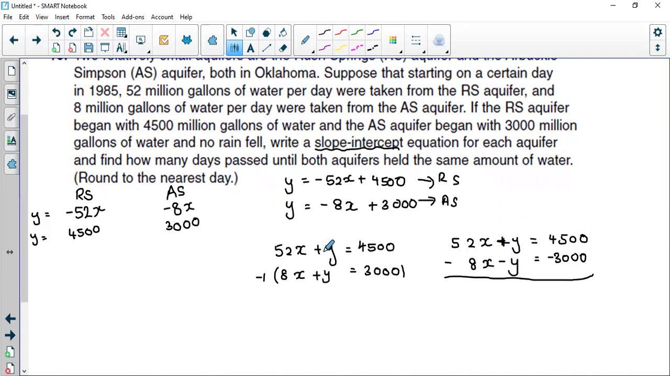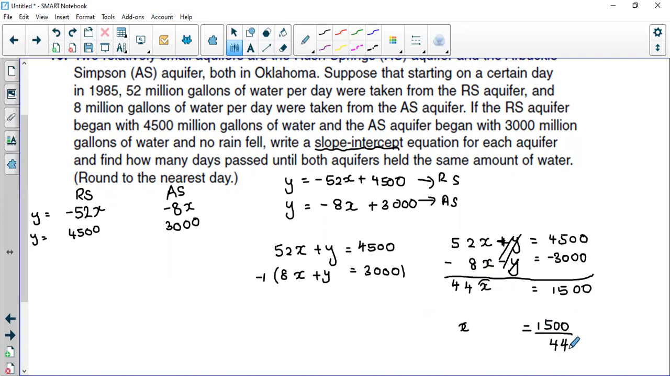To cancel any one of them, that's called the cancelling method when you solve equations. To change any one of them into a negative, I need to multiply the whole equation with a negative 1. So now I've got one positive, one negative, I can cancel this. Now 52 minus 8 would give me 44x equals 1,500. So I'm going to find the number of days, which is x. So x is going to be equal to 1,500 divided by 44.